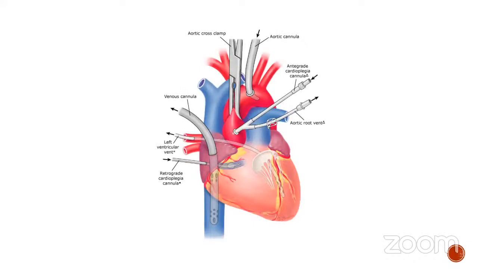So this diagram here shows the different types of cardioplegia delivery. This is the antegrade method and the aortic route, and this is the retrograde cardioplegia cannula.